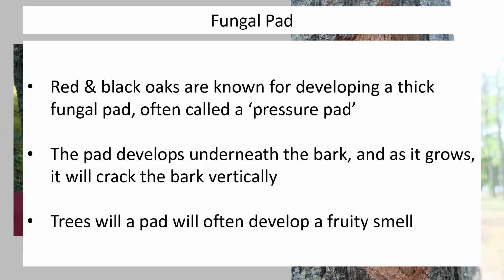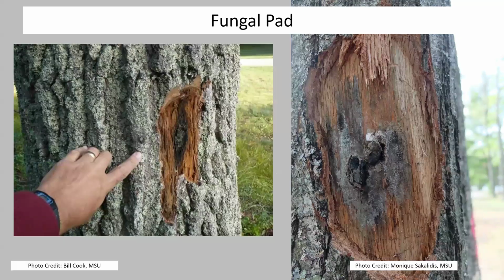These fungal pads are called pressure pads because as they grow under the bark, they're going to keep pushing against that bark. And eventually, as it grows, it's going to crack the bark vertically, and it's going to make this obvious wound on the tree. And that's a really, really good indicator that it's present there. And by the way, once this starts happening, I should emphasize this tree is on its way out. It needs to be removed because this is going to be a source of spores.